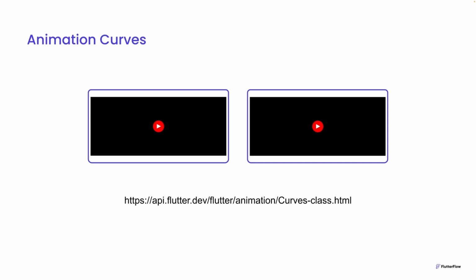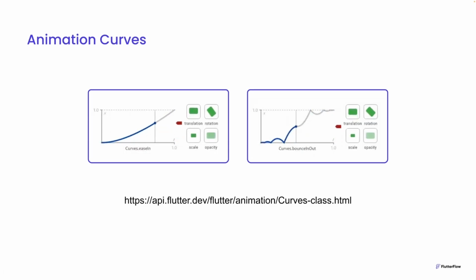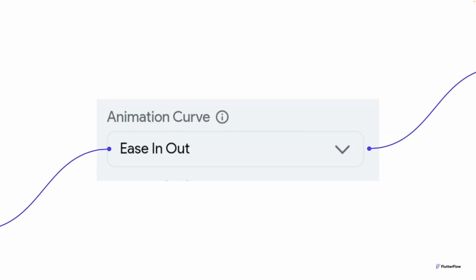FlutterFlow provides several typical animation curves, such as ease in. This animation starts slowly, then accelerates towards the end. It's great for creating an effect where the motion begins gently and picks up speed. Bounce. This adds a bouncing effect at the end of the animation. The animation object overshoots its final position and then bounces back like a ball bouncing after it hits the ground. To learn more about animation curves, refer to the Flutter documentation. The default in FlutterFlow animation is the ease in out curve.